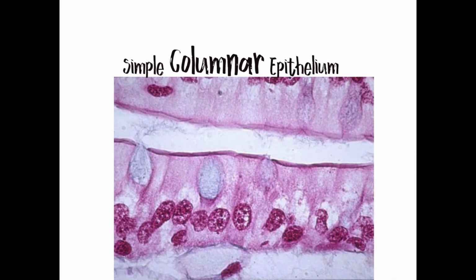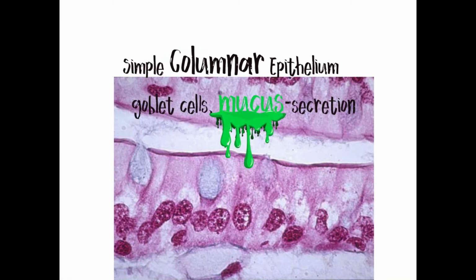So your simple columnar epithelium, here you have again, this is a smooth. So we have goblet cells that secrete mucus. I'm going to highlight those right there. Those are goblet cells.